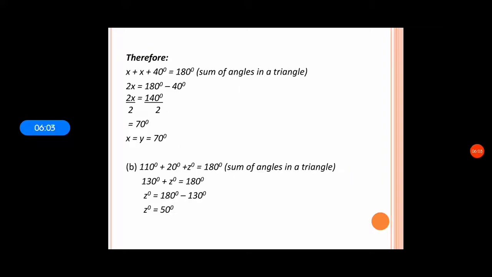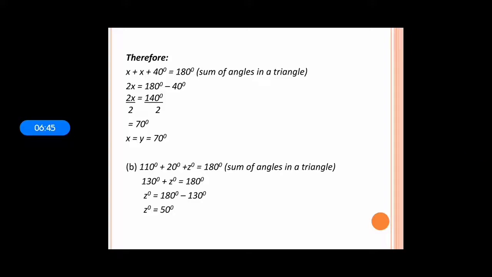So therefore, X plus X plus 40 degree equals to 180 degree, sum of angles in a triangle. So we have 2x equals to 180 minus 40 degree. So that will give us 2x equals to 140 degree. So we divide both sides by 2. So our x equals to 70 degree. That is, our x equals to y equals to 70 degree. So both x and y are 70 degree. Then you can do the checking by saying 70 plus 70 plus 40. That will give you 180 degree.